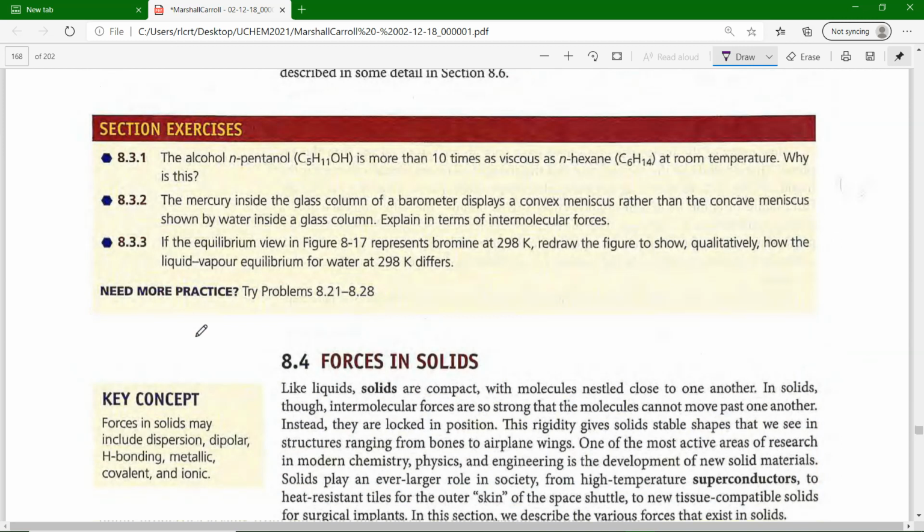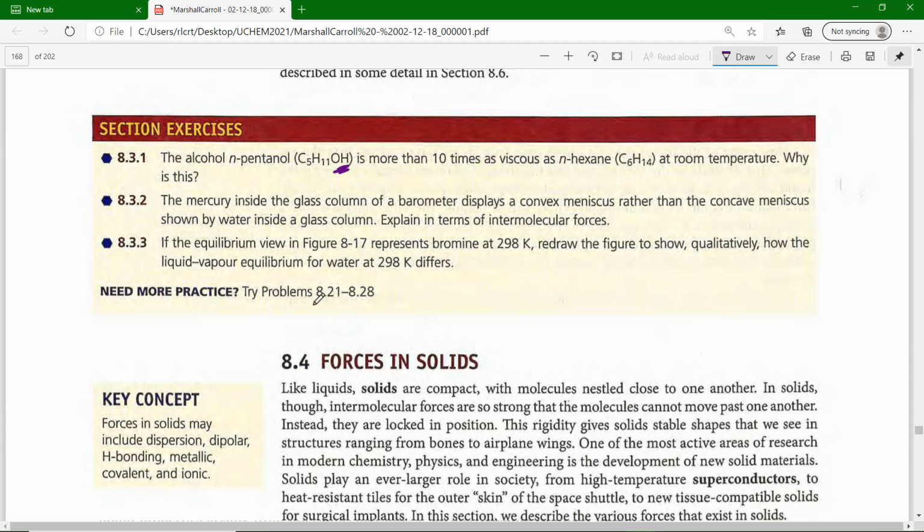What are these here? Section exercises. Shall we look at this? The alcohol N-pentanol is more than 10 times as viscous as hexane. Well, they both have zigzag kind of backbones. Yes, there's one more carbon in hexane, so you're going to say, well, why would N-pentanol, N stands for normal, why would normal pentanol be so much more viscous? And the key is you get hydrogen bonding in N-pentanol. You don't get hydrogen bonding in the nonpolar hexane, normal hexane, so that's why it's more viscous. Mercury is convex. We talked about cohesive greater than adhesive.